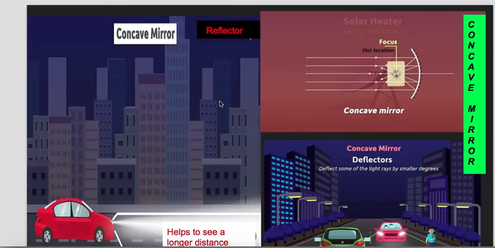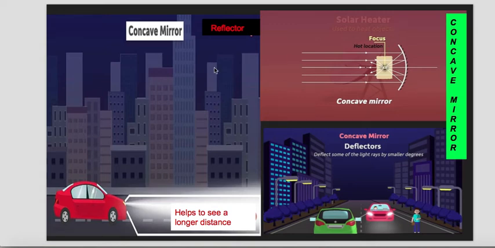Now let us see when many more are there, students. Not only that, see what is happening here. The headlight of the vehicle, see what it does, parallel beam of light ray it provides when you switch it on. So why we are using concave mirror, because it covers a longer distance.